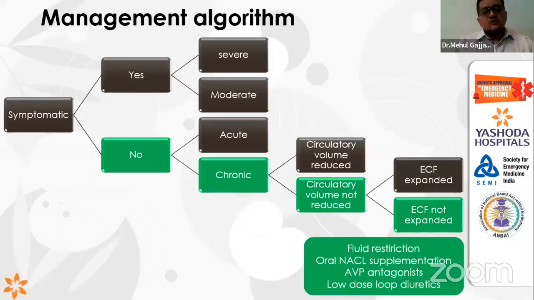Coming to chronic asymptomatic hyponatremia, where circulatory volume is not reduced. Then again, you have to see whether circulatory ECF volume is expanded or not expanded. If ECF volume is not expanded, this clearly indicates that this is a case of SIADH. Here you have to do a fluid restriction. You have to supplement oral NaCl, or oral salt supplementation, around 8 to 10 grams per day.